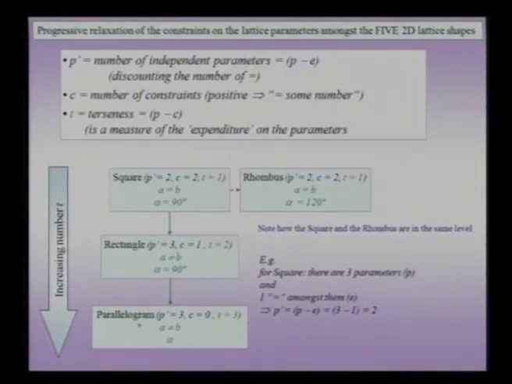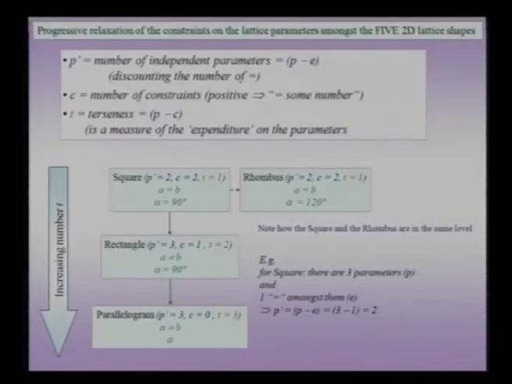If you look at the parallelogram lattice, the A, B and alpha are all general. That means the number of constraints is 0. Therefore, 3 minus 0 is equal to 3. The expenditure value is 3, and therefore the parallelogram lattice falls at the lowest level as far as the expenditure on the lattice parameter goes.